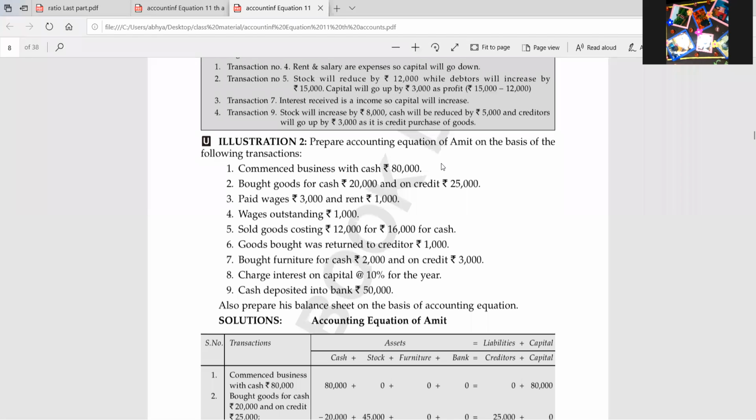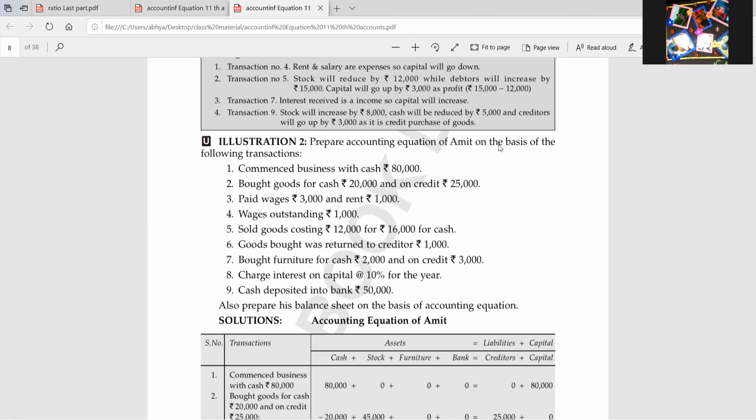Okay. So whenever interest on capital is there, what will be the treatment? Write down. Treatment of interest on capital. It will be added in the capital. Why? Because this interest will be paid to the businessman.